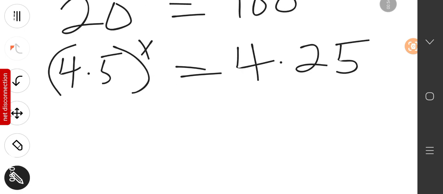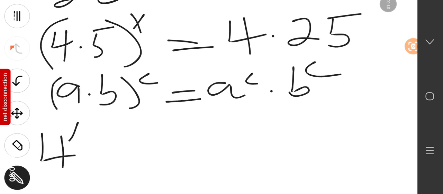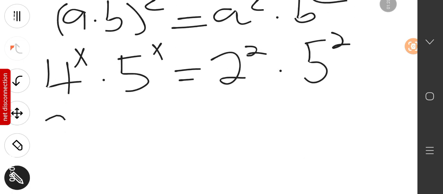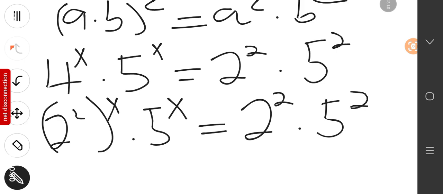All right, now let's apply the product to a power rule of indices. The rule states that (a times b) exponent c equals a^c times b^c. So this gives us 4^x times 5^x equals, now 4 is the same as 2^2, and 25 is the same as 5^2. So this 4 here can be written as 2^2, and this is 5^x equals 2^2 times 5^2.